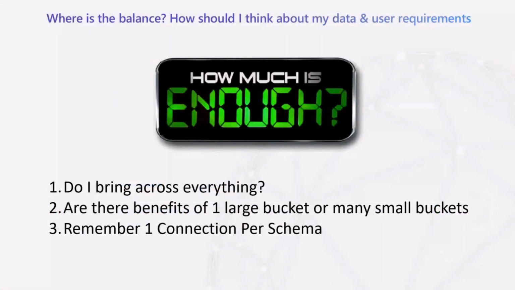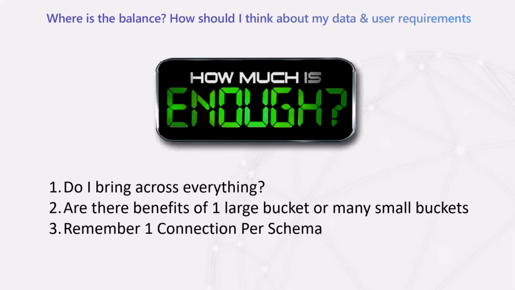So there is a balance that we need to strike. I mentioned that I'm going to come back to this topic. Where is the balance in terms of the amount of connections that you need and how you should think about your data and your user requirements? The answer actually is in the question. It all comes back down to your user requirements. Now, should you bring everything across? I already talked about the fact that if you're being performant, the answer should be no. You should bring across just what you need in order to facilitate that.